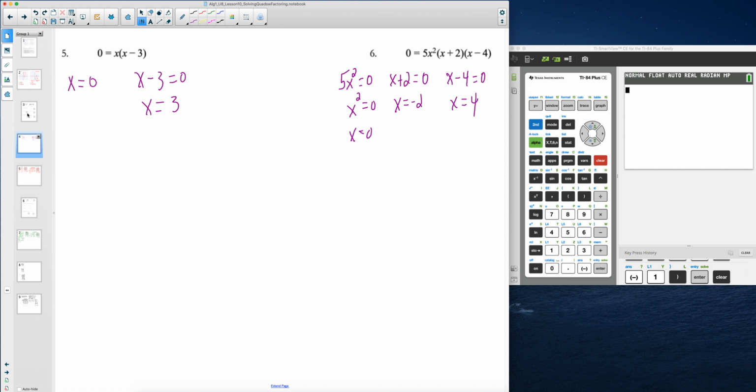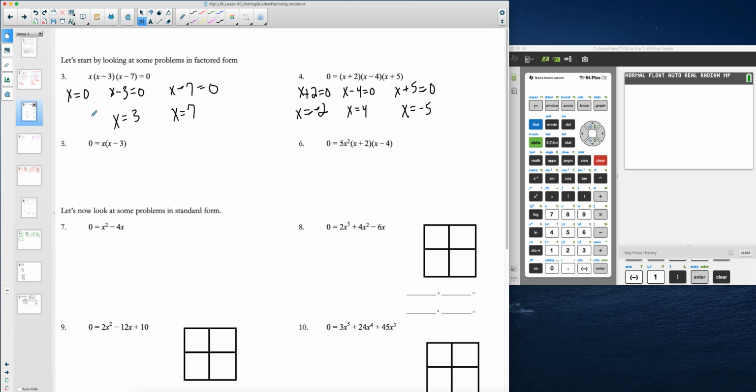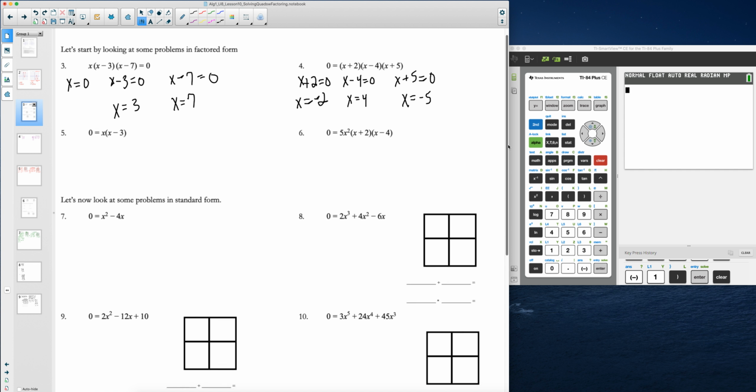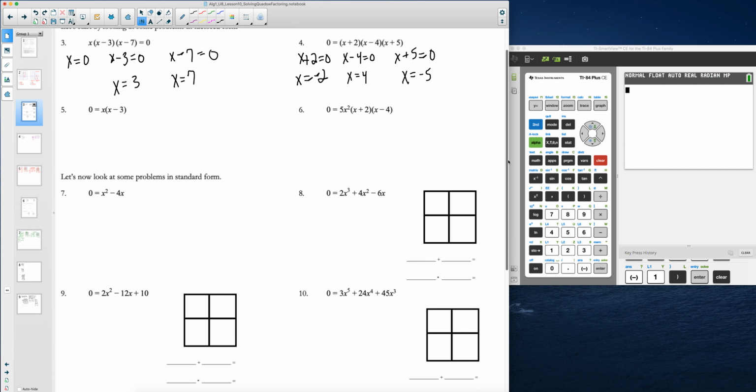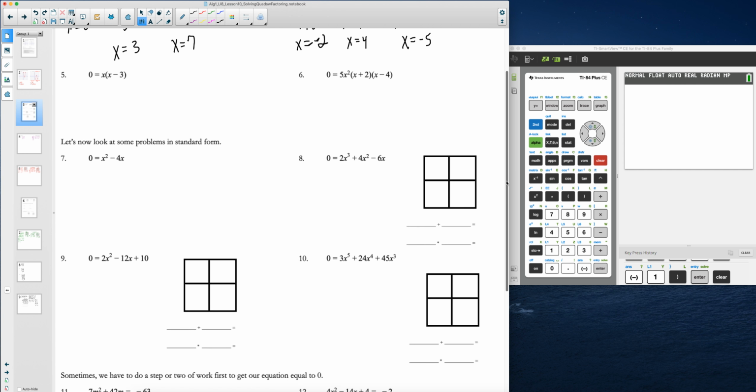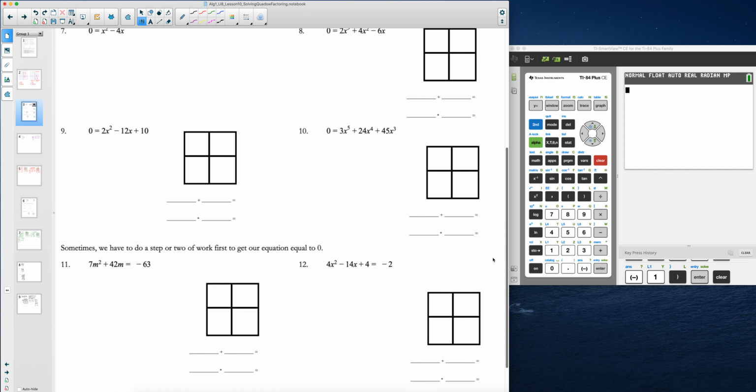Now let's go back to our notes and take a look at 7 and 8. Now, when we think about 7 and 8, this is where we get into some of our prerequisite knowledge and some of the lessons.